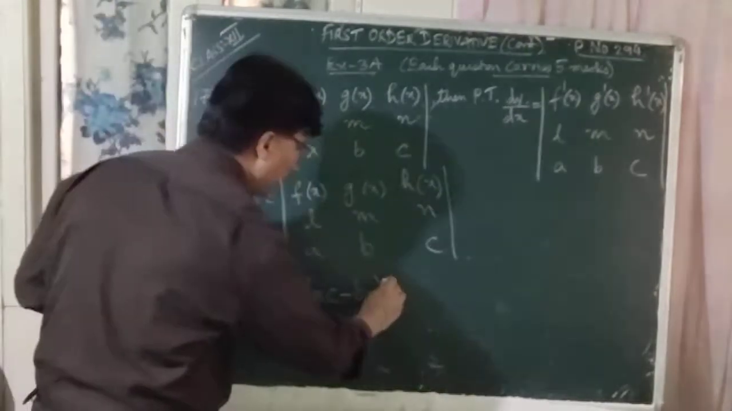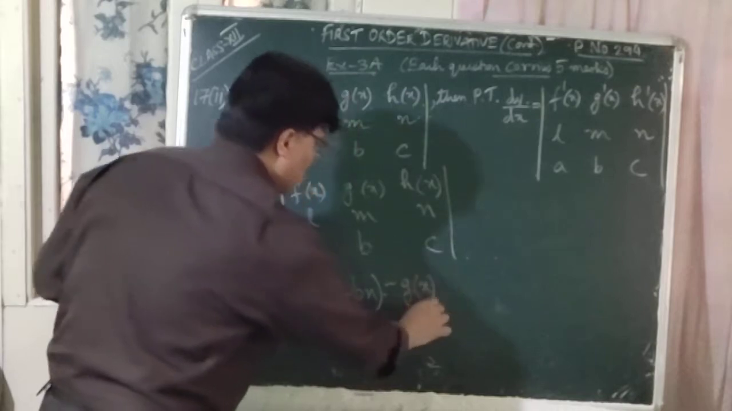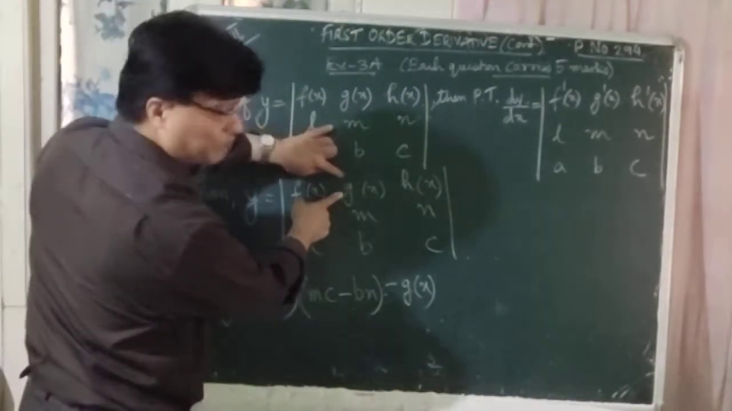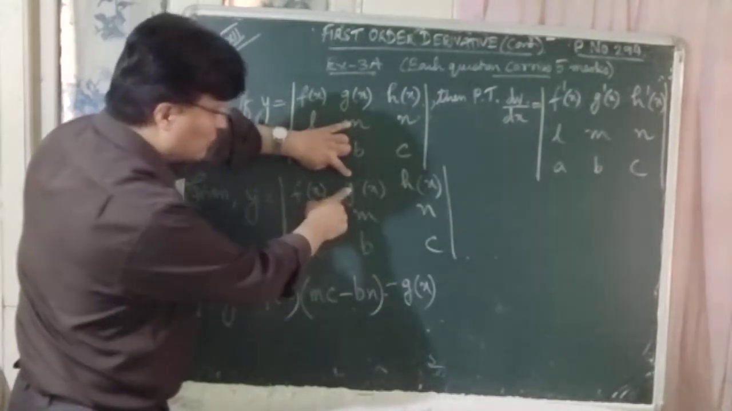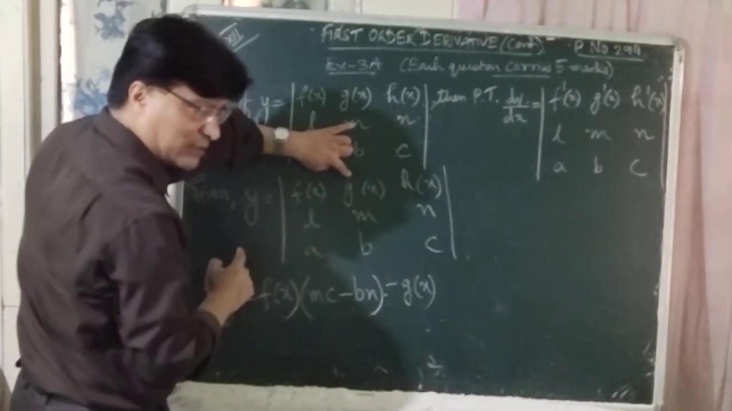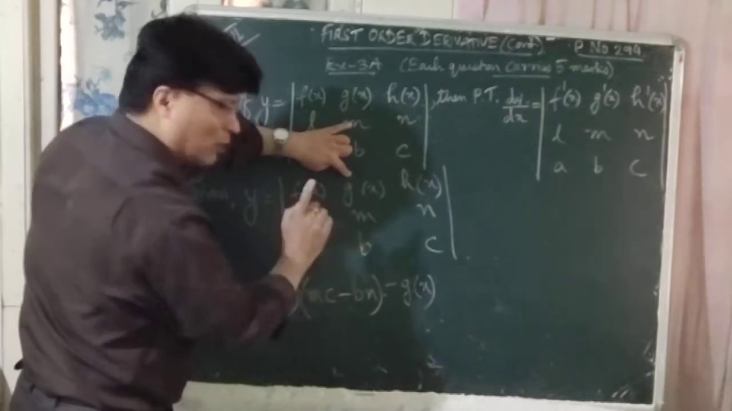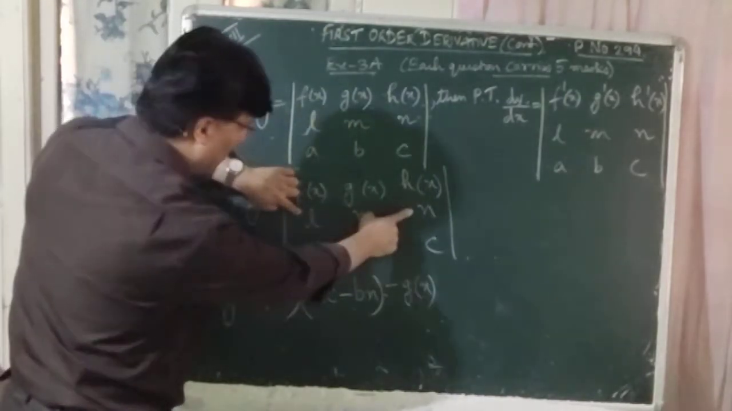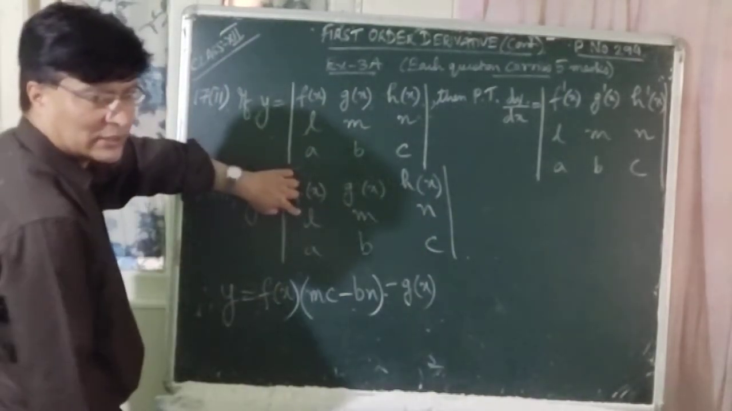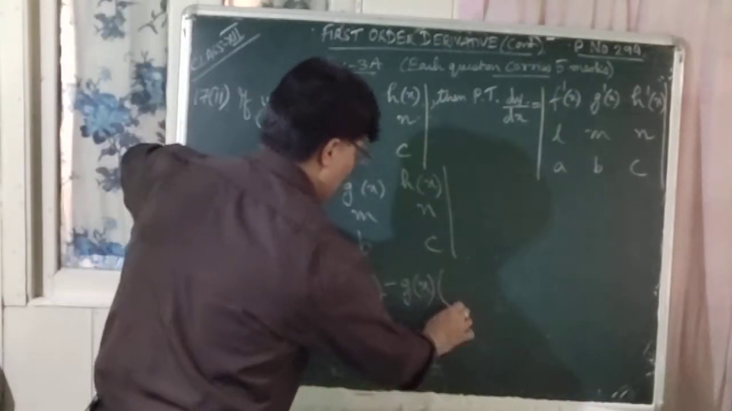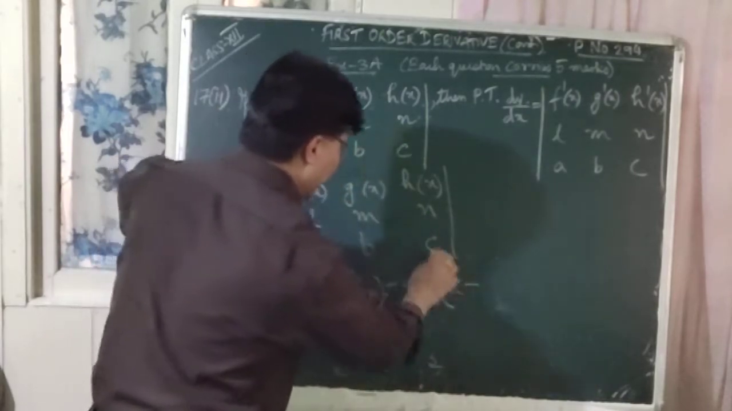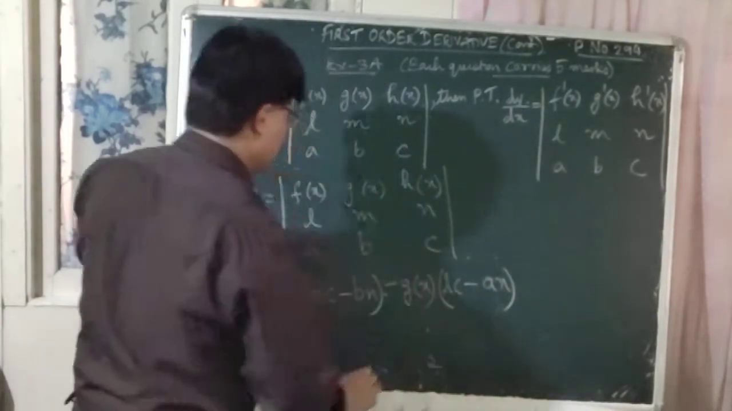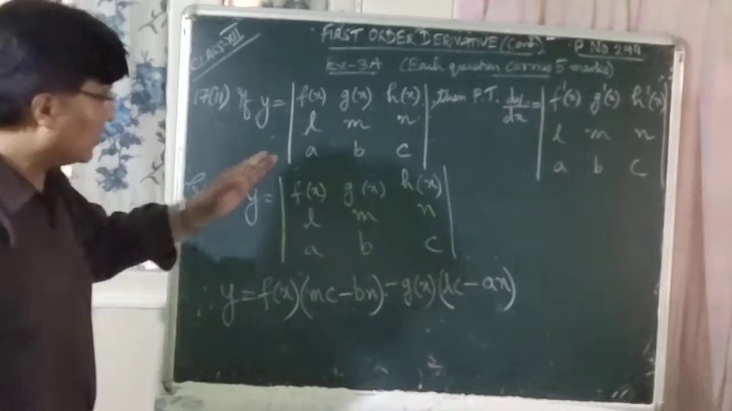Then comes minus g of x. Now we are considering this second term, which is in the first row. If this g of x is considered, you have to delete the row and the column through that element. That is, first row and second column are deleted. What remains? l, n, a, c. This is the second order determinant. Now we can expand it. l into c, lc, minus a into n. That is minus an.